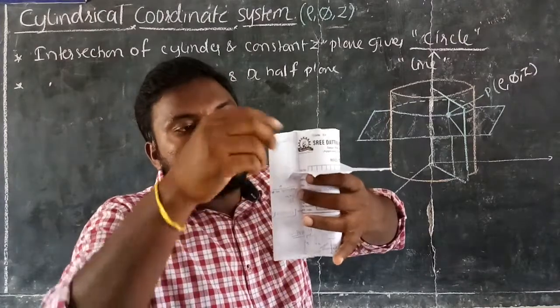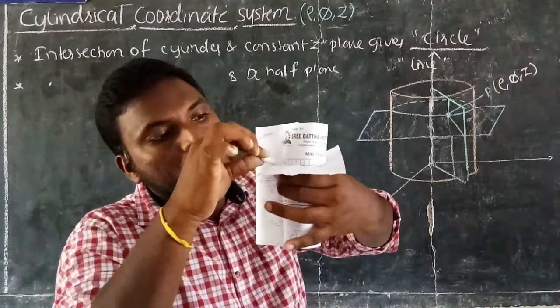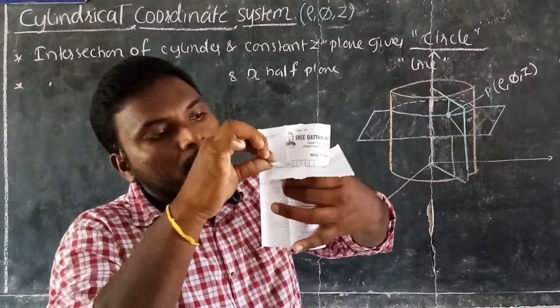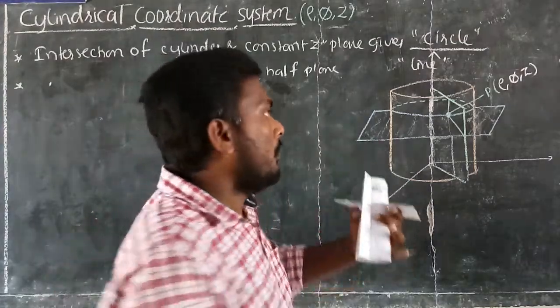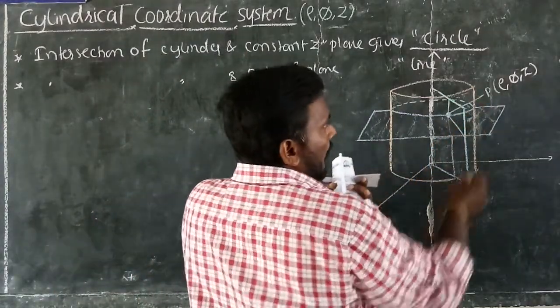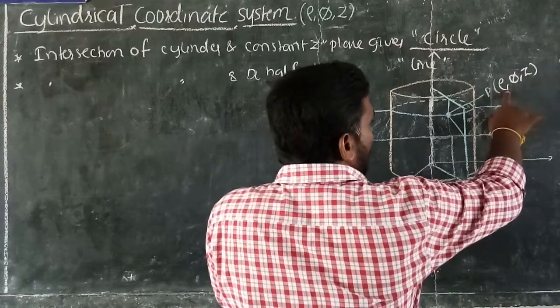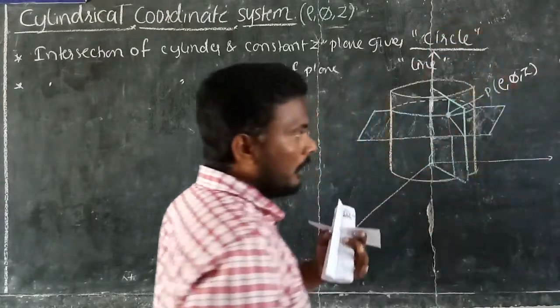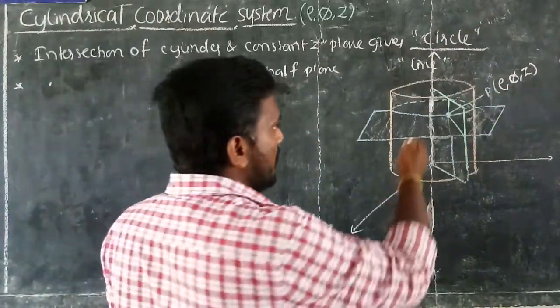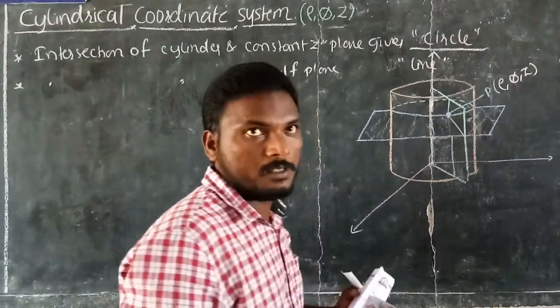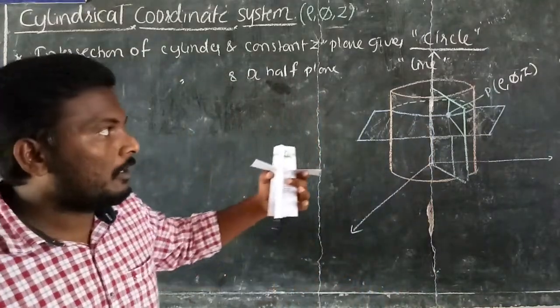Now, if I intersect three surfaces, the common portion which is forming here is a point. It is a meeting point. This point, which I am drawing here, has coordinates rho, phi, z. So this is the representation of a point in the cylindrical coordinate system.